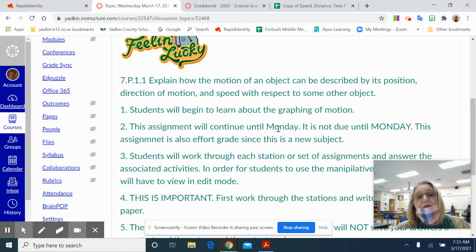This assignment will continue until Friday. It is not due until Friday. The assignment's spelt wrong. I'll see if I can fix all this.